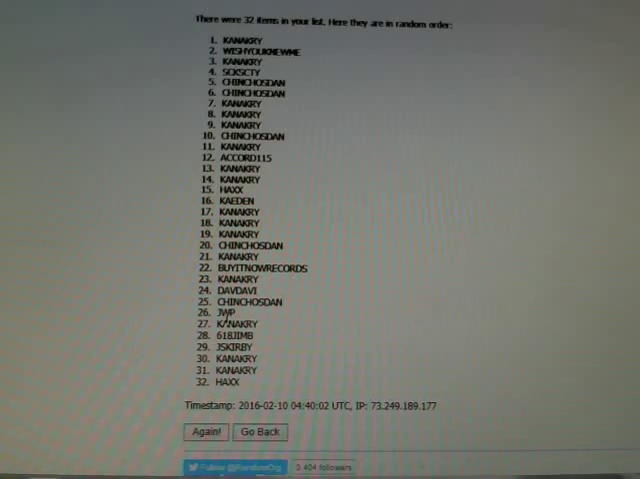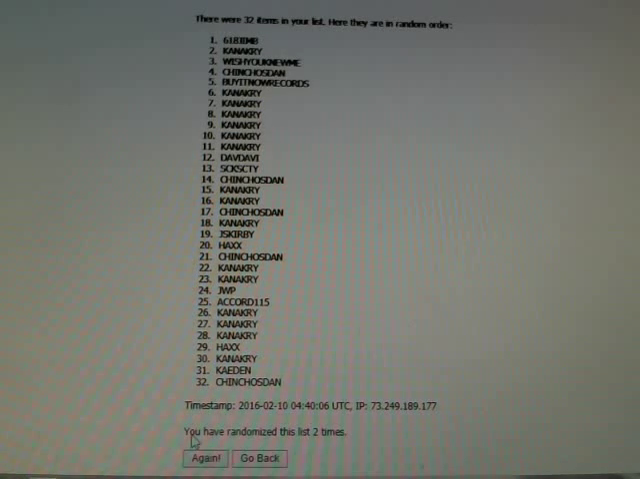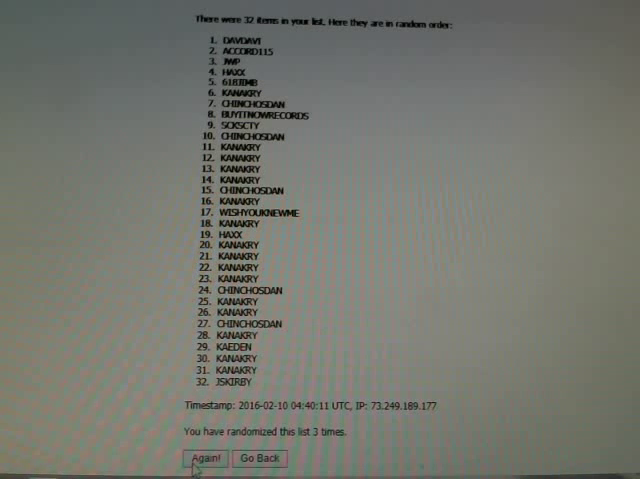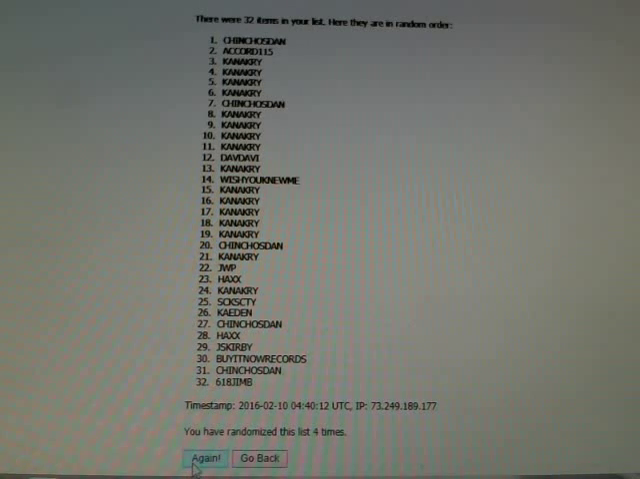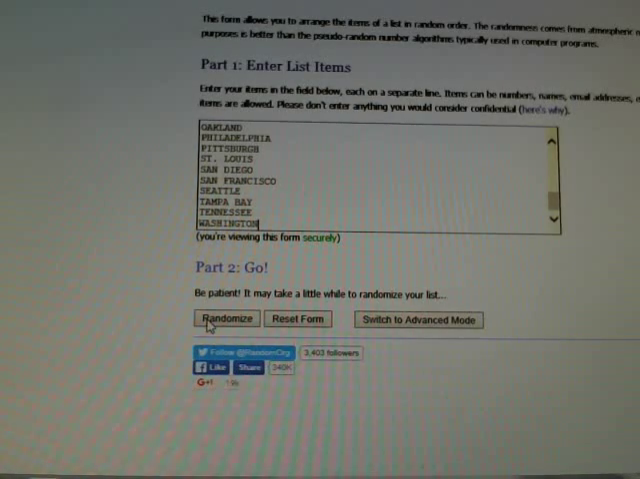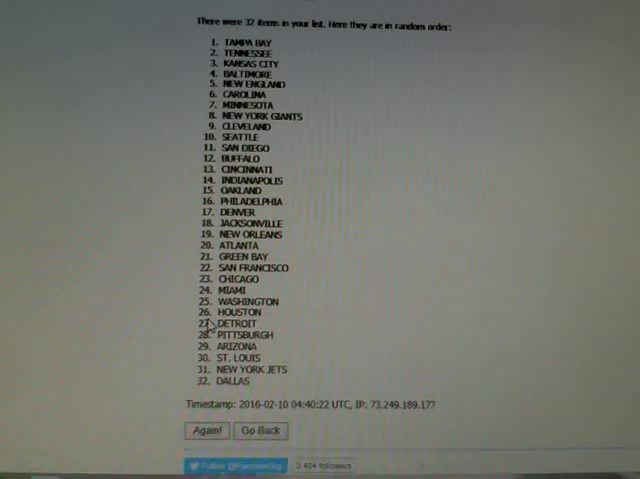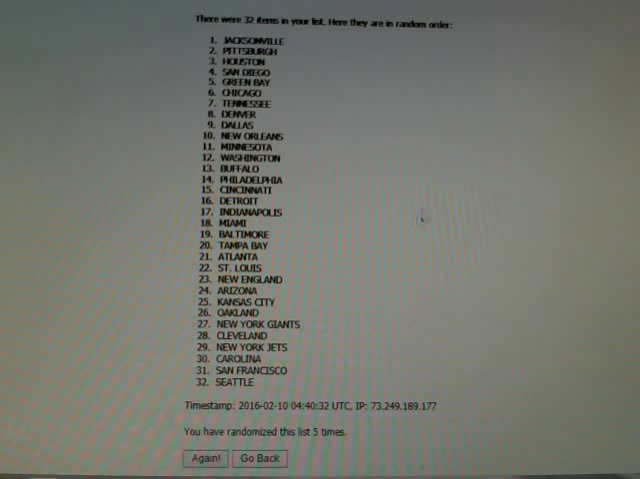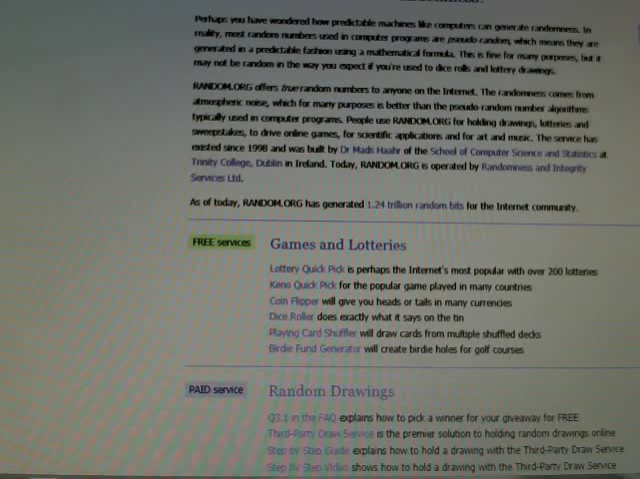So good luck. Here's five times. One, two, three, four, five. All right, now that's the list of names randomized. Now we're going to randomize the NFL teams five times. Here's one. We'll match them up with the names right after this. So here's two. Here's three. Four. Five.